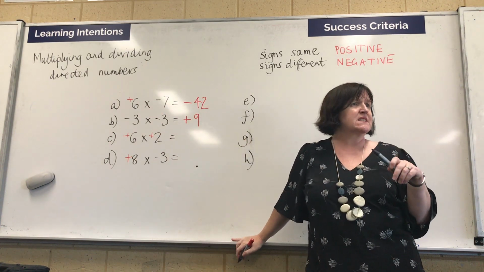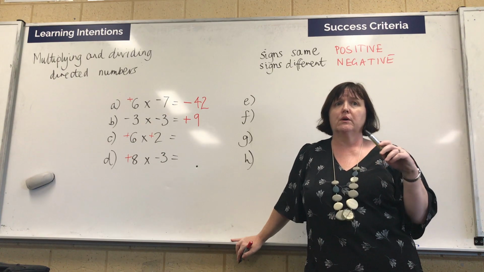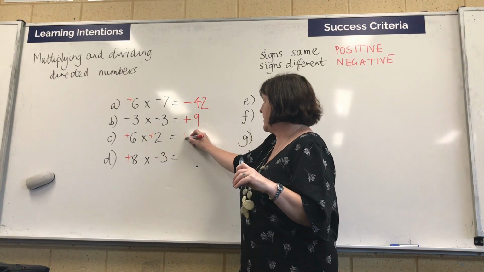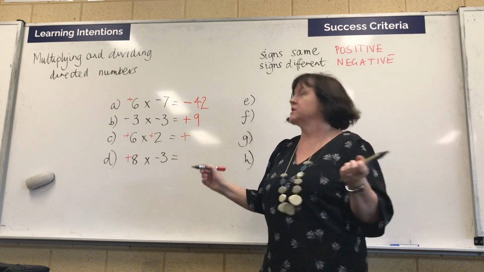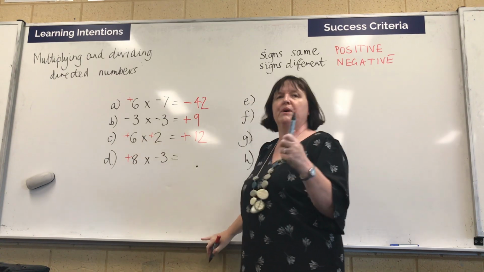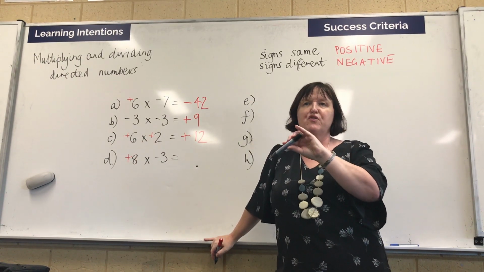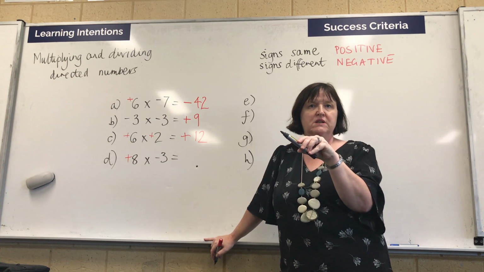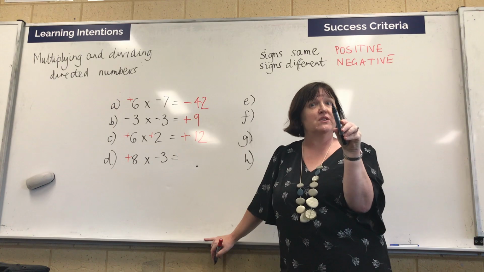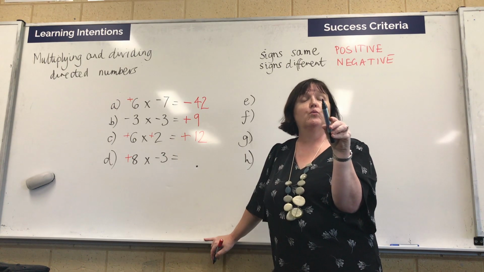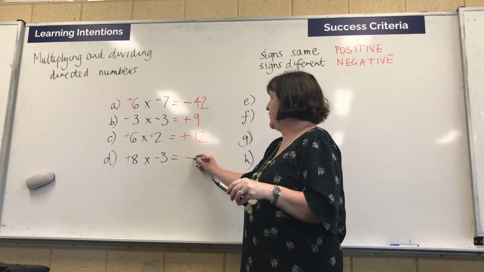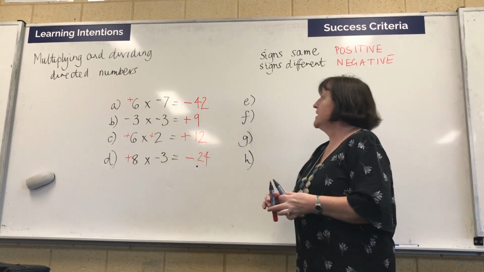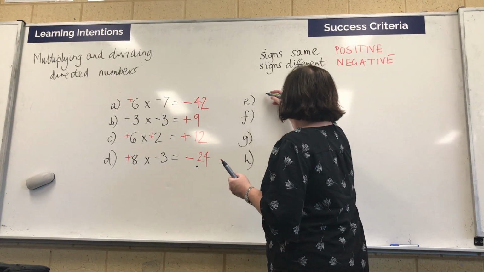Okay, positive 6 times positive 2. The same or different? Same, so it's going to be positive 6 times 2, 12. That's right. Okay, positive 8 times negative 3. Let's deal with the sign. Positive and negative, same or different? Different. So our answer is going to be, Jonah? 24. What's the sign going to be? Negative. Then 8 times 3 is 24. That's right. Okay. Right, let's do some division ones.